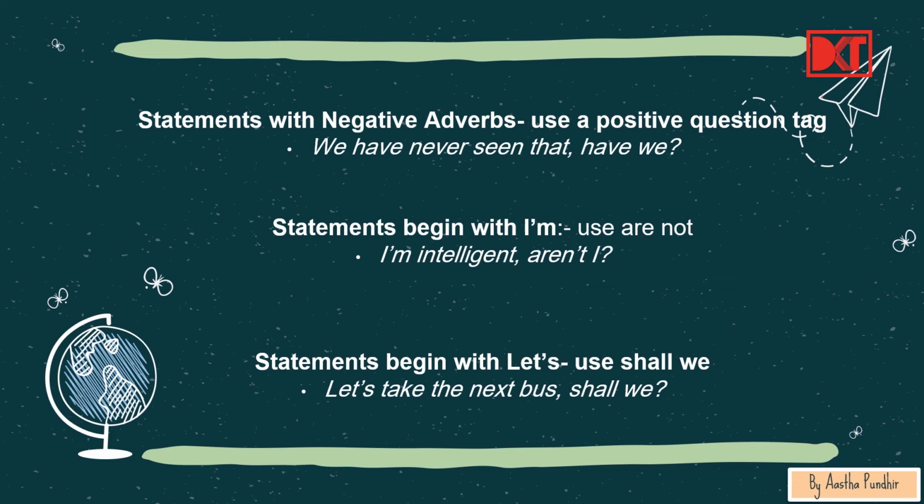Alright. Now here, statements that begin with I am, so we use aren't. When a statement starts with I am and then you have to add a question tag, you use aren't I. Right, like I'm intelligent, aren't I? Okay. Then a statement that begins with let's, we use shall we. Okay, let's take the next verse, shall we? Alright, so these were the few special cases.